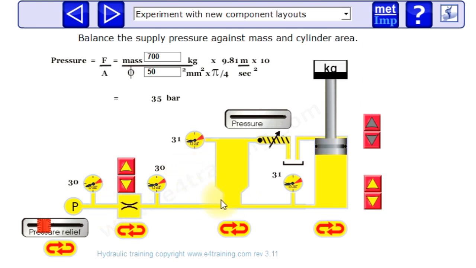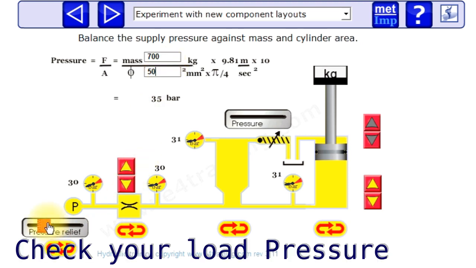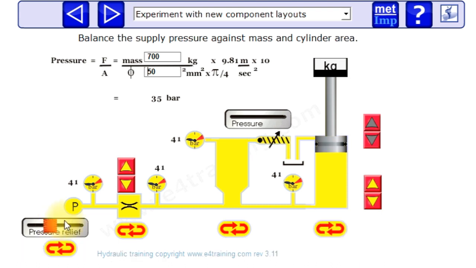Now what can be interesting, something you can do, is look at your systems and measure your cylinder. You can enter the areas into here, and then you can adjust your supply pressures to find out what your load is. Or if you know your load, you can put your load calculations in and just check, just so that you understand your systems a little better. It's a nice exercise to do.